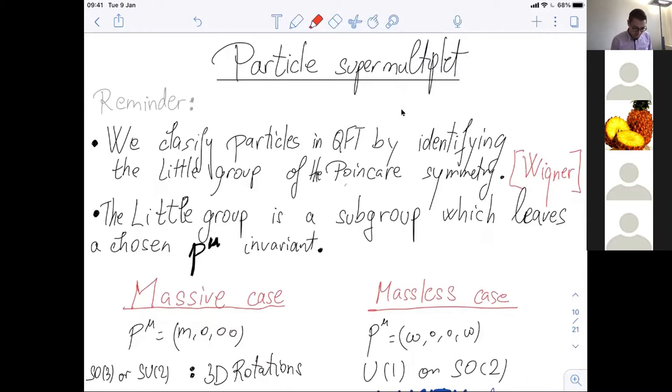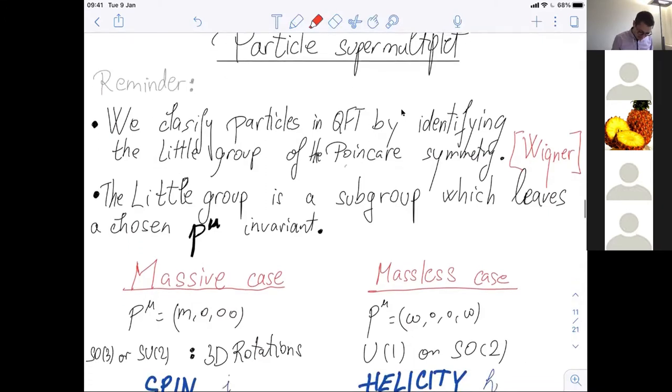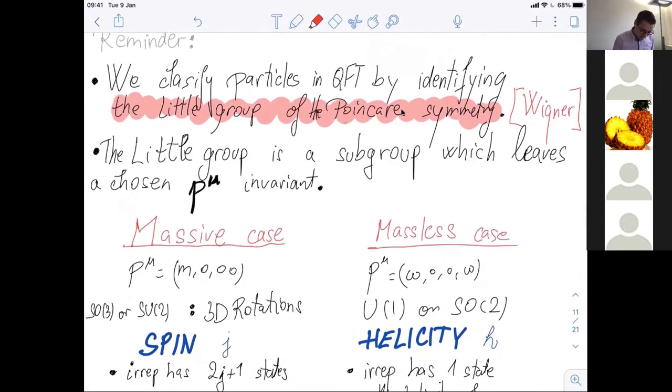Okay, if not, I will move to the supermultiplet, the particle supermultiplet. I first want to remind you how we classify particles. We do this by the so-called little group of the Poincaré symmetry. The little group is a subgroup of the Poincaré symmetry which leaves the chosen particle momentum invariant. Remember that you want to classify the states under Poincaré symmetry, and the momentum, the four-vector of energy and momentum, is a continuous parameter. So these are infinite dimensional representations.